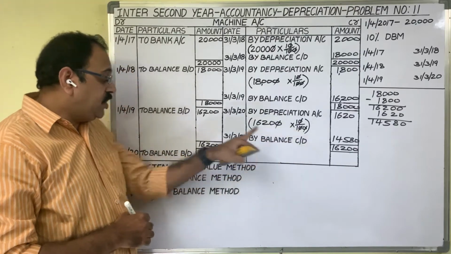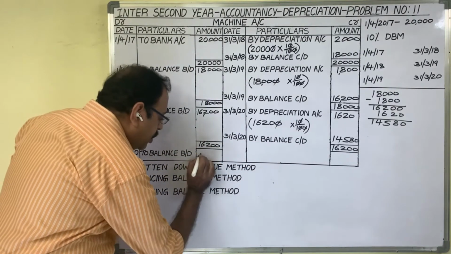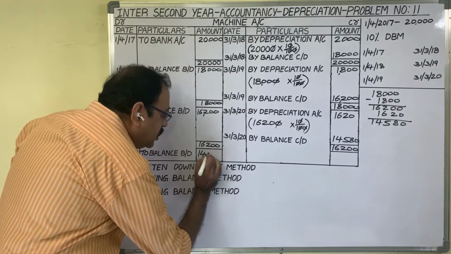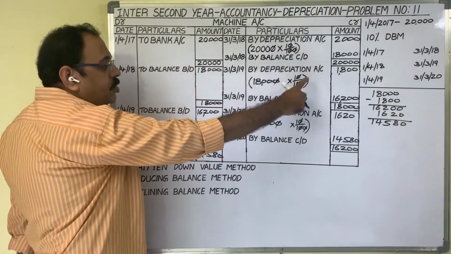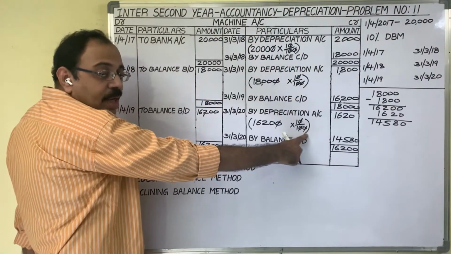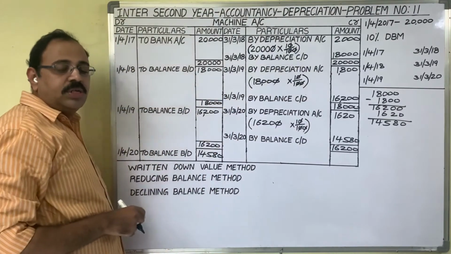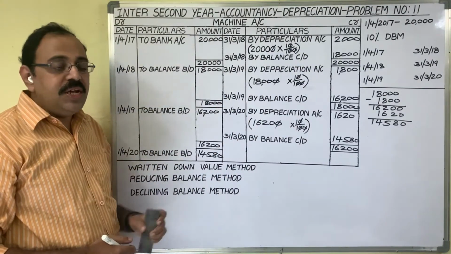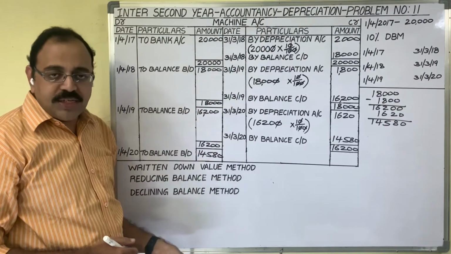Therefore, for next year, bring the balance and leave the problem. Because he asked this account only for 3 years. 1, 2, 3. As a student, only for 3 years you are preparing this account. When you work in any organization, till the end of its useful life, we have to prepare the asset account.